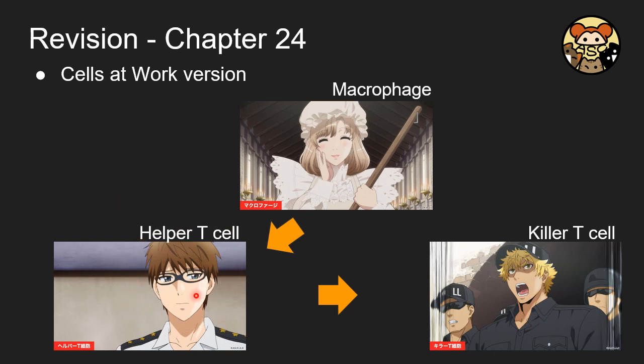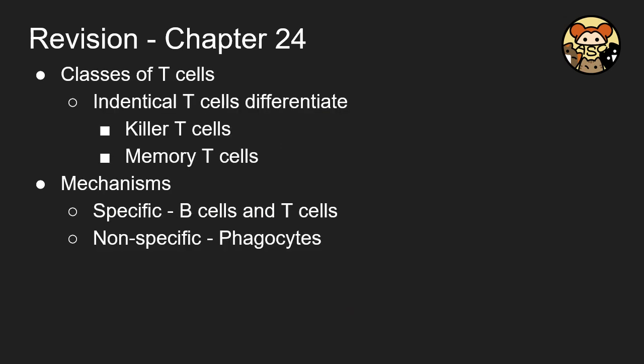And how this control works is that the macrophage presents some data to the helper T cell, and then the helper T cell will order the killer T cell to work. So this is the general working flowchart in Cells at Work and also in your own body. There are two types as shown in the previous slide. They are the killer T cell and also the memory T cell. And the term is also differentiation. The B cell and T cell are specific, while the phagocytes are still non-specific.